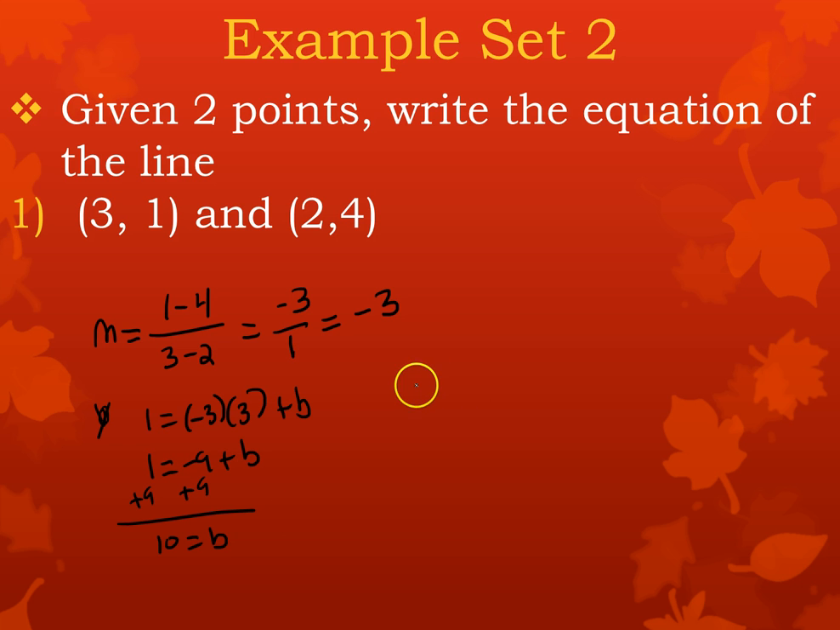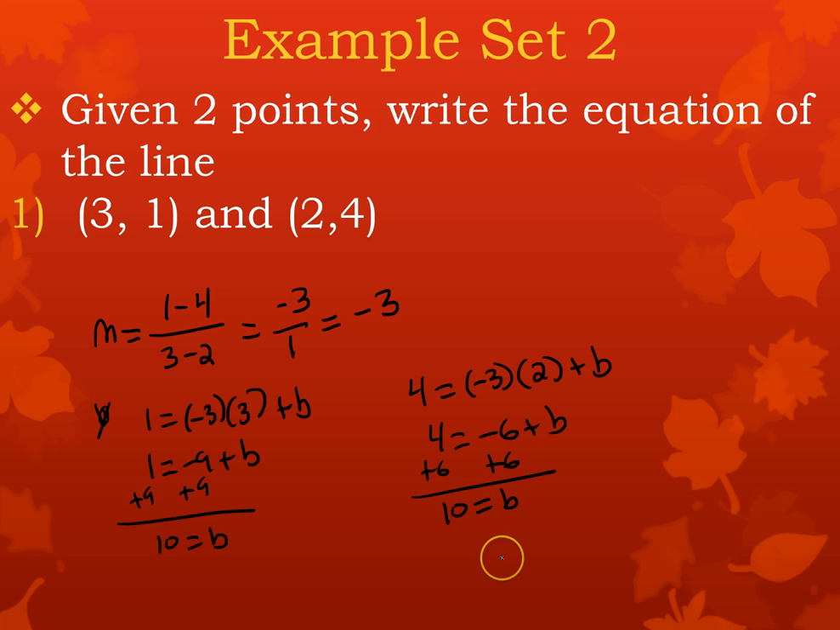Had I done it with the other point, y equals m times x plus b. 4 equals negative 6 plus b. We add 6. We still get the b value to equal 10. So you pick whichever point you like best to work with. So your equation is y equals negative 3x plus 10.